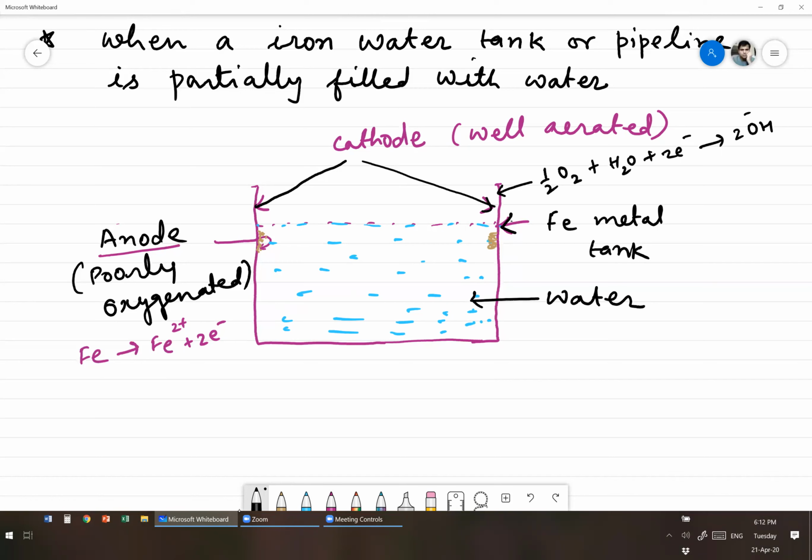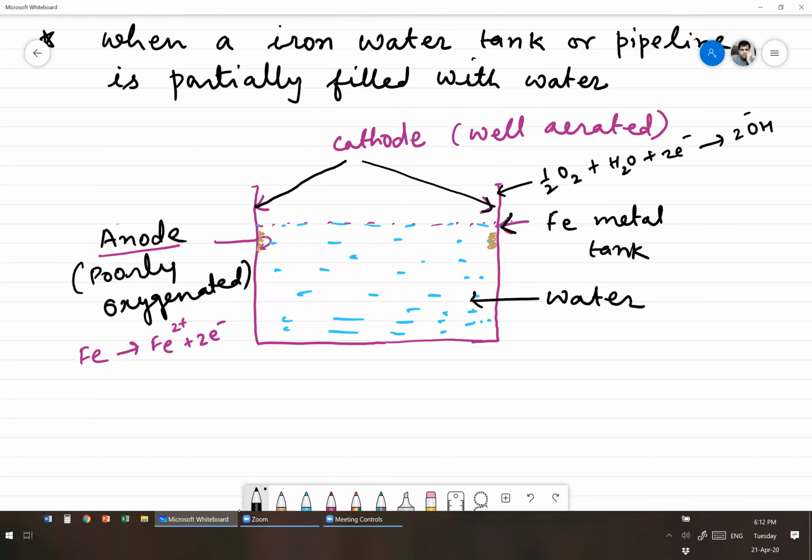which further oxidizes to ferric hydroxide. Okay, so this type of waterline corrosion is a serious problem for ocean-going ships. There, the lower part of the ship is in contact with salty water. So the part of the metal which is dipped in the water is poorly oxygenated, and acts as the anode and undergoes corrosion.